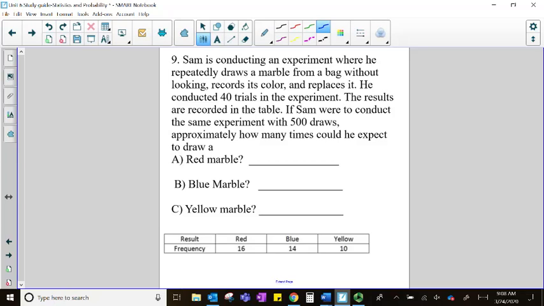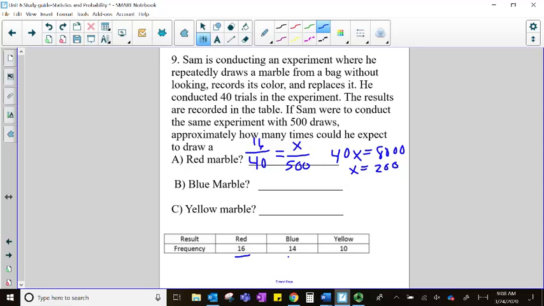So for the first one here, red marble, in the table it shows that he has 16 red marbles out of the 40 times he drew. 16 over 40 is how many out of 500? Cross multiply, 40x equals 8,000. Divide both sides by 40, and we can guess that there were 200 red marbles.